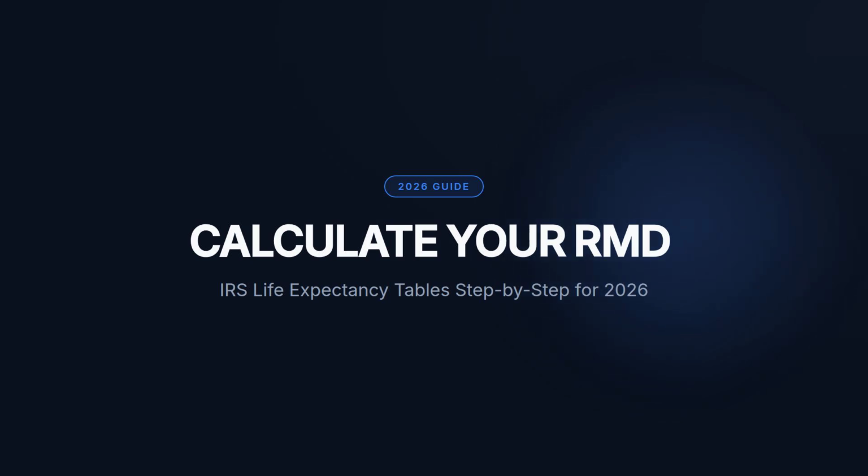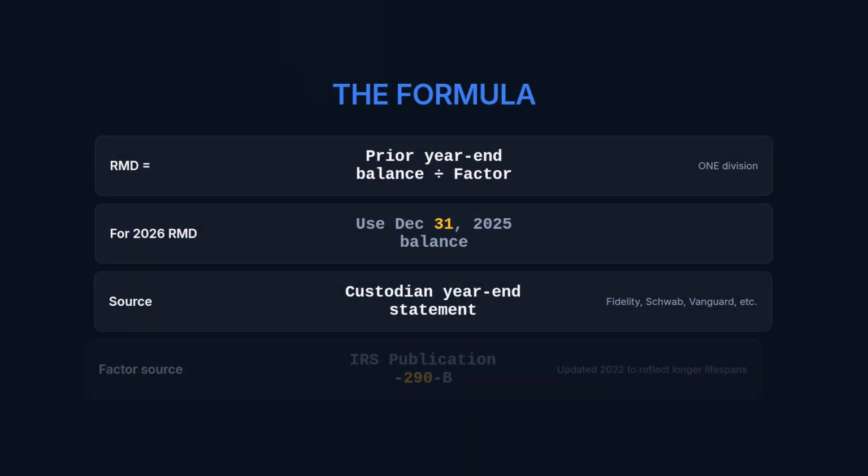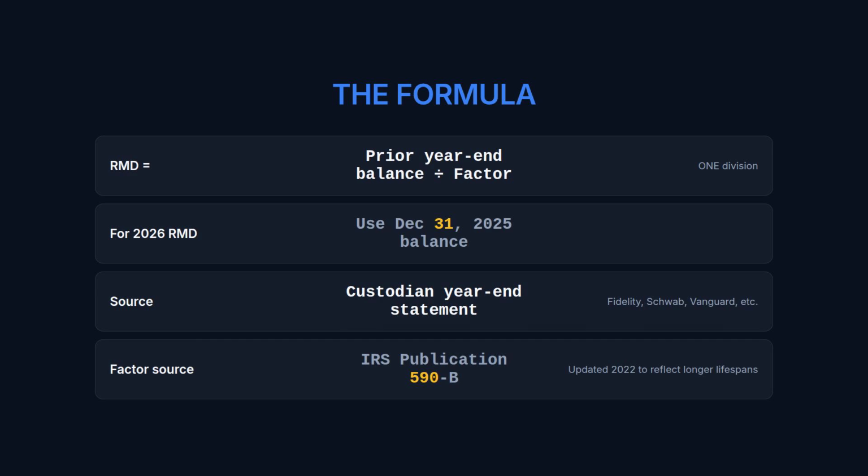The formula: RMD equals prior year-end balance divided by your IRS life expectancy factor. Prior year-end means December 31st of the previous year. So for your 2026 RMD, you need your IRA balance as of December 31st, 2025. Get the number from your year-end statement, Fidelity, Schwab, Vanguard, whoever holds the account.